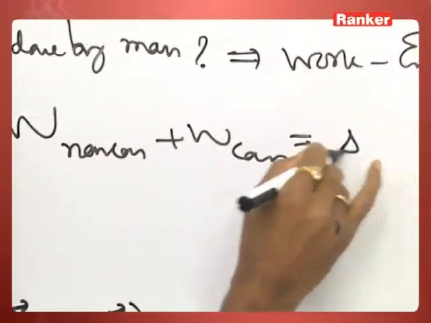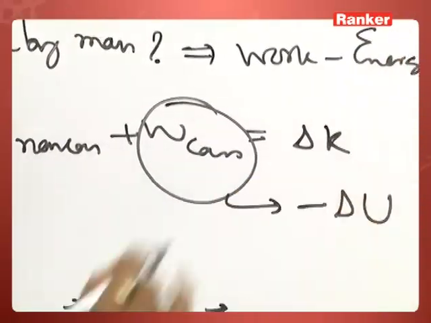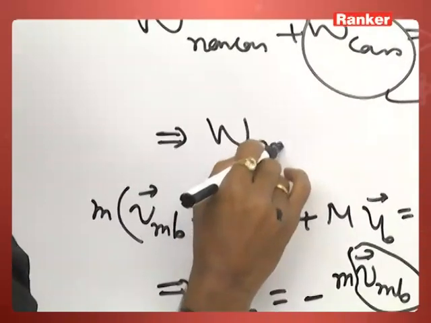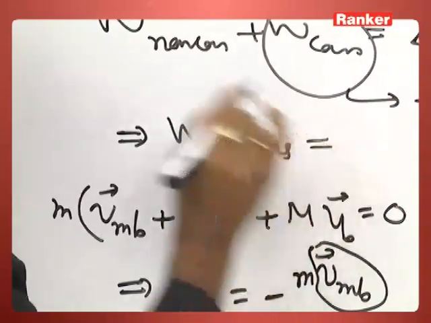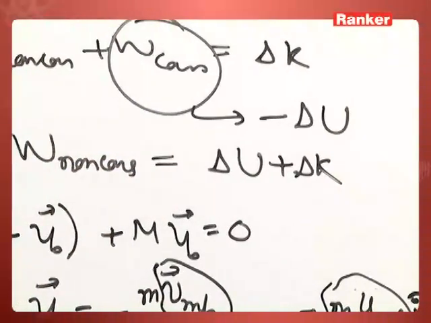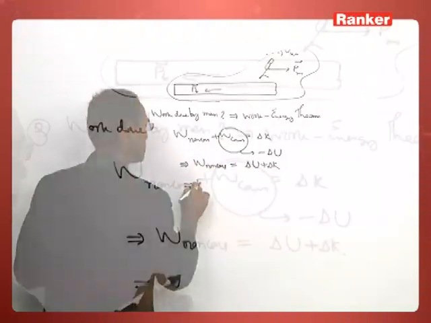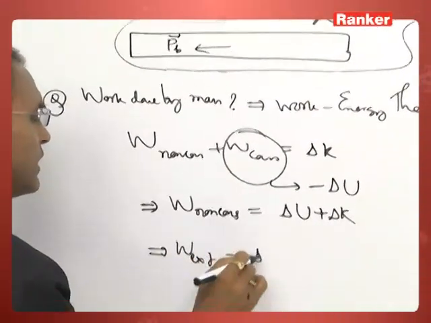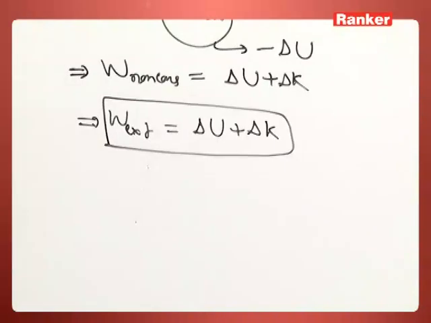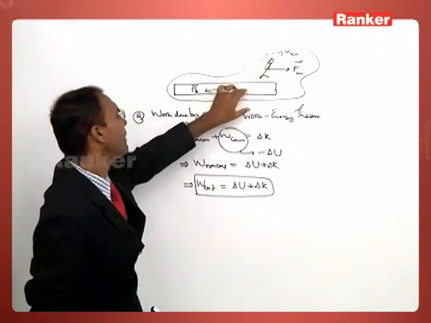force is equal to change in kinetic energy, but the conservative force does the work at the expense of its potential energy. Therefore, work done by the non-conservative force is equal to change in potential energy plus change in kinetic energy of the system of particles. Here the non-conservative agent is yourself. So work done by the external agent is equal to change in potential energy plus change in kinetic energy of the system, that is man or you plus boat.